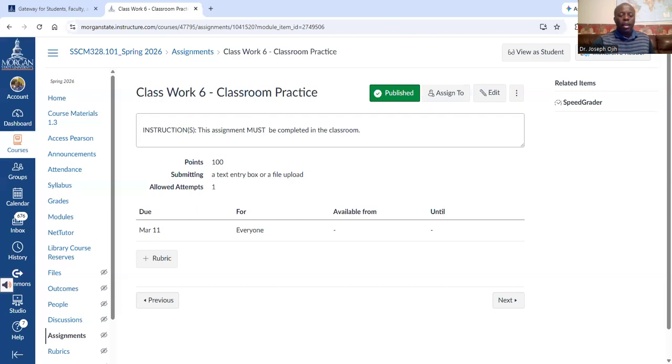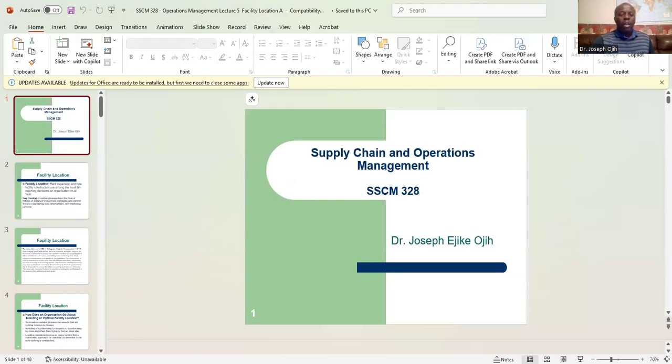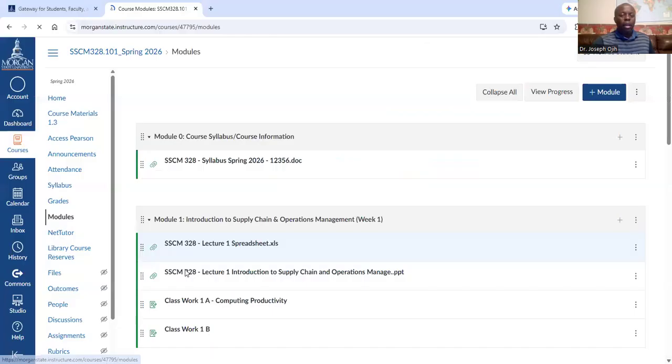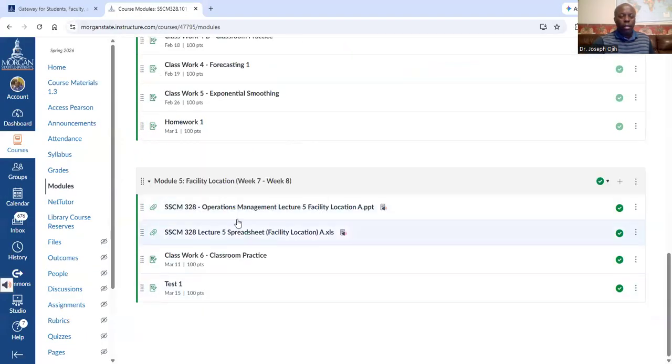Now, before we start, I forgot to show you something. What we are covering tonight, you will also see the PowerPoint right here in the module and the spreadsheet here as well. This is the PowerPoint, this is the spreadsheet. So you have both of them there. So we can start now. Like I said, we're focusing on facility locations.